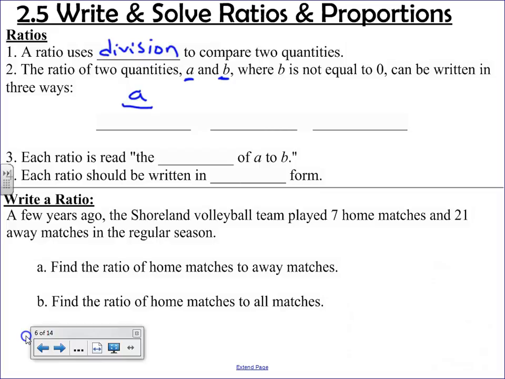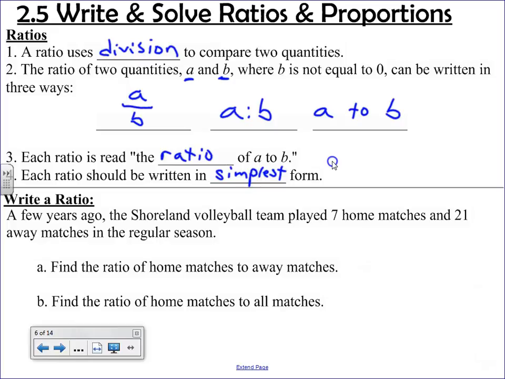We can write A to B using a fraction bar, or the division symbol. We can say A to B using a colon. And we can also say A to B. Okay? So 3 different ways that we can write that. But we read those all the same way. It's the ratio of A to B. That's what all 3 of these say, the ratio of A to B. Okay? And if possible, each ratio should be written in simplest form. Just makes things easy to compare when they're all in their simplest form.